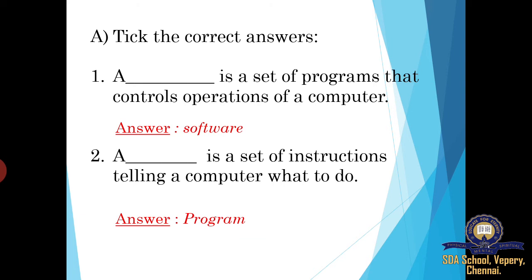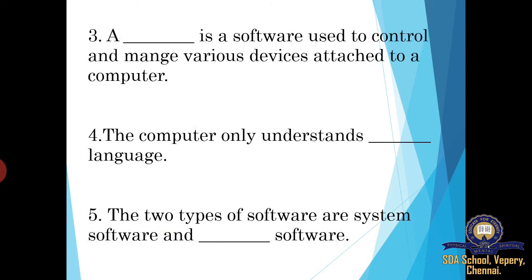A program is a set of instructions telling a computer what to do and how to do it. Then the third question: dash is a software used to control and manage various devices attached to a computer. The answer is device driver. A device driver is a software used to control and manage various devices attached to a computer.